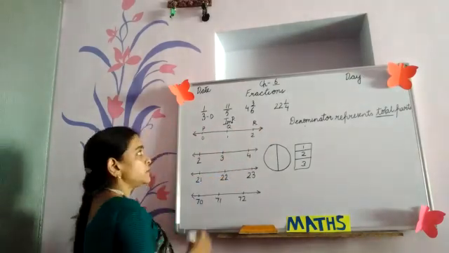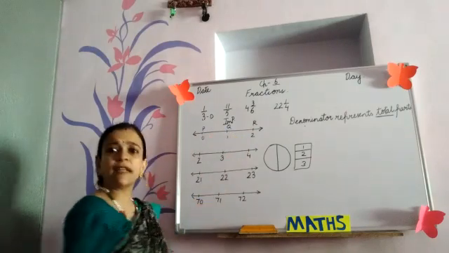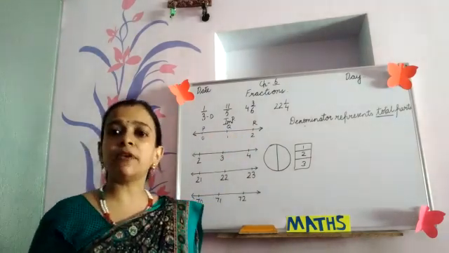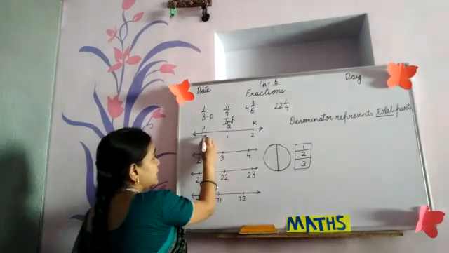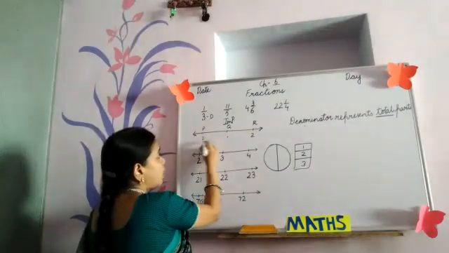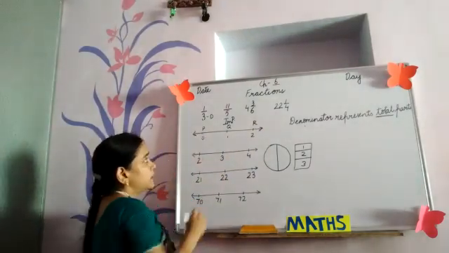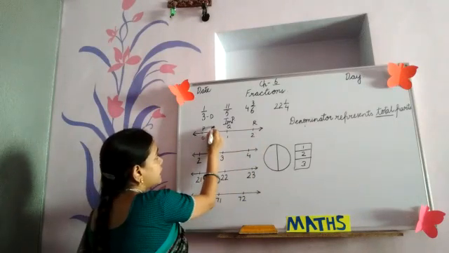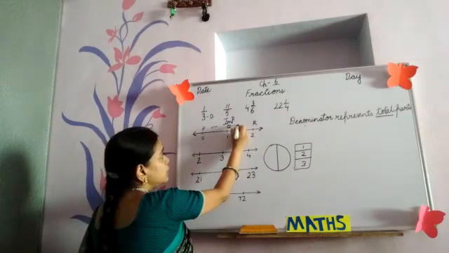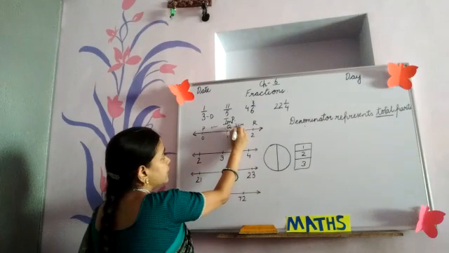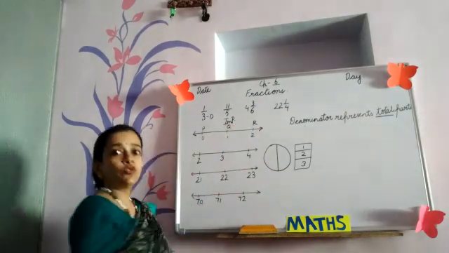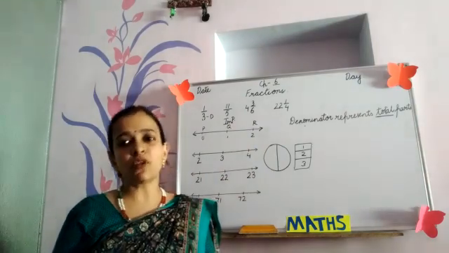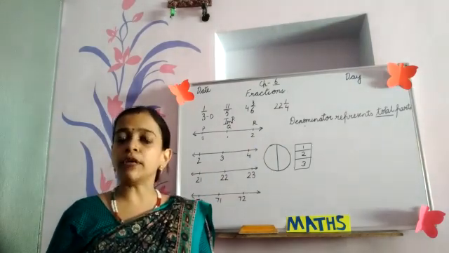I have given name to P, Q, R, and you can write any name, either it is A, B, X, Y, Z, whatever. But the main thing is that the distance between all the points must be equal. If you are taking 2 centimeter gap between P and Q, then you should take 2 centimeter gap between Q and R. Okay. So you should use ruler to draw a number line and then mark the points on equal gap.